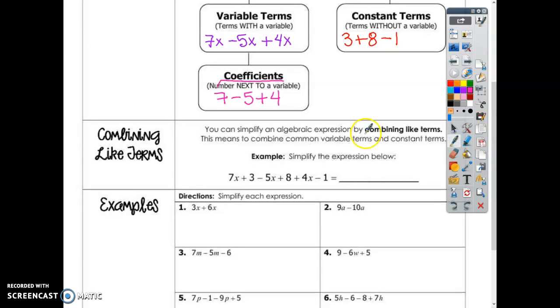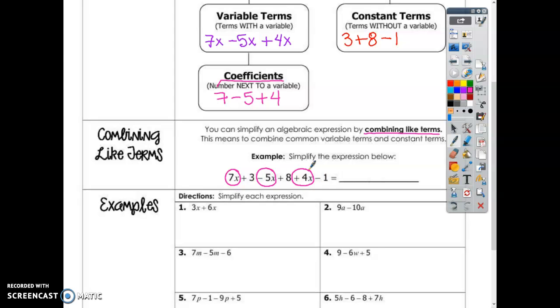We're going to combine like terms. So I like to use different colors. So if you have different colors, that's perfect. I want you to, with one color, circle all of the variable terms. So anything that has the x, make sure that you also circle the symbol in front of it, because that's going to tell you whether you're adding or subtracting. Okay? So those are my 3 variable terms.